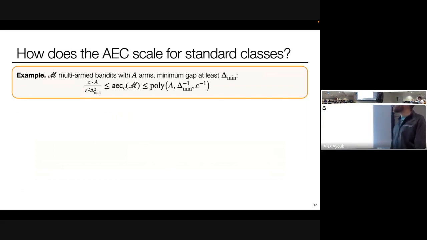I'll just quickly go through a few corollaries and then explain at a very high level what the algorithm does. And I think I'm probably running out of time.